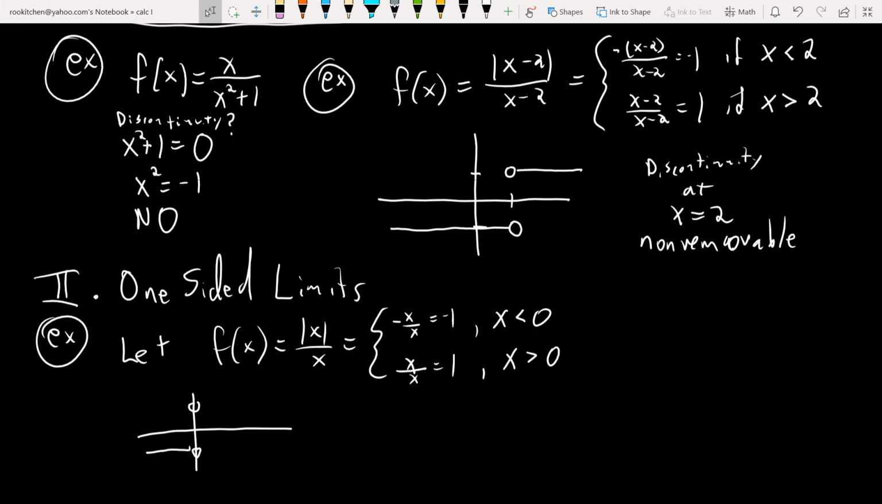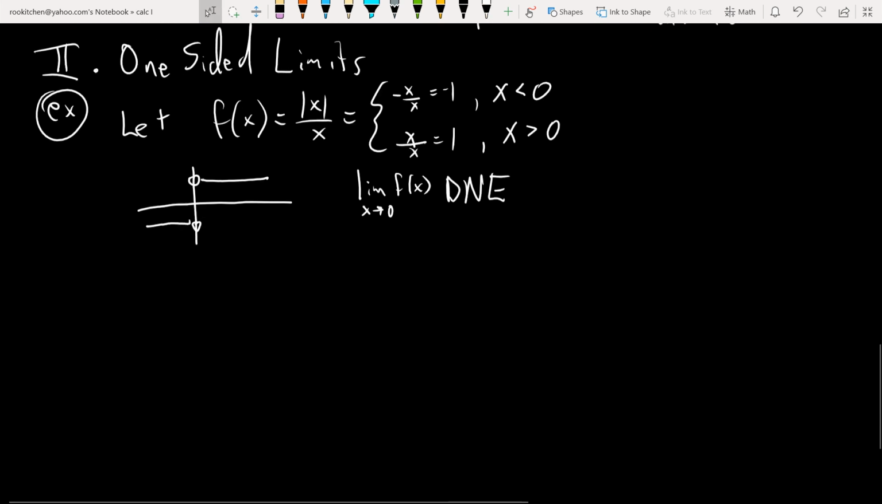It's not defined at 0, so it's clearly not continuous. Not only that, it has a jump discontinuity. But you can kind of finesse some limits. Overall, the limit of f of x as x approaches 0 does not exist because it has different left-hand and right-hand behavior. But we can restrict our attention to one approach.